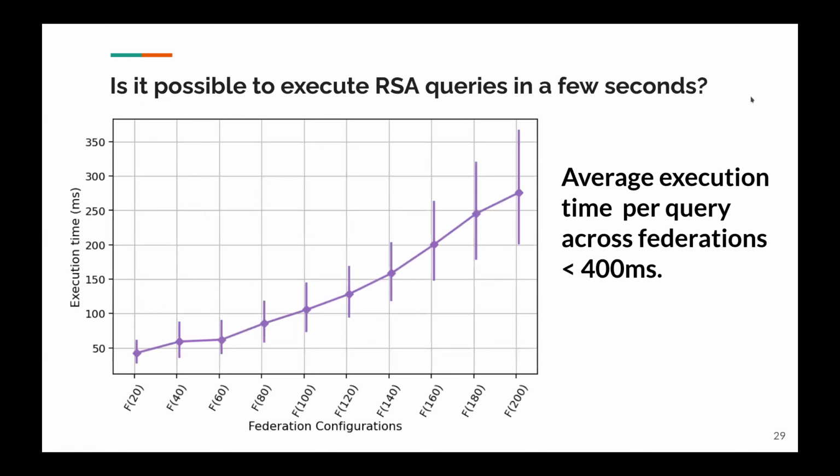So here you see the measurements for the reference source assignments. This is the average execution time for all 120 queries within each of the federations. And you see that in the biggest federation, we have an average execution time of less than 400 milliseconds, which means that indeed these queries can be executed in reasonable time, if you know what the ideal source assignment is.